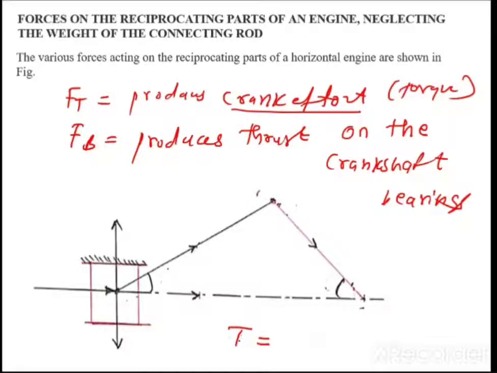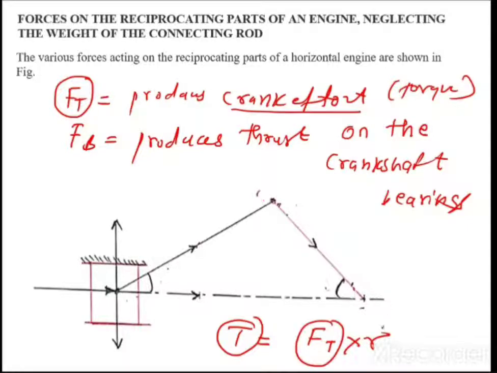So this crank effort T is nothing but the crank pin effort, or the torque which is produced by the Ft, that is the tangential force, and this is nothing but Ft multiplied by R. And what is Ft? Tangential force. And what is R? R is nothing but the crank pin radius. Is it clear, guys?